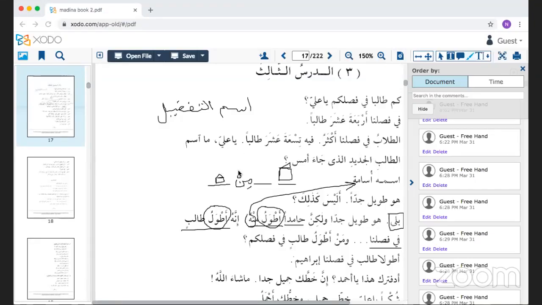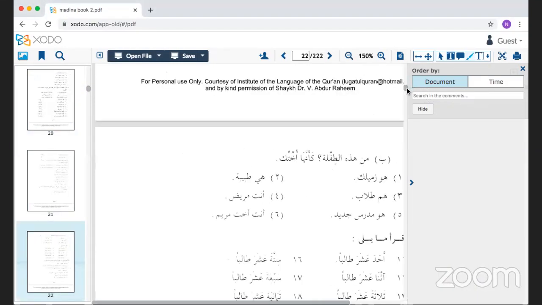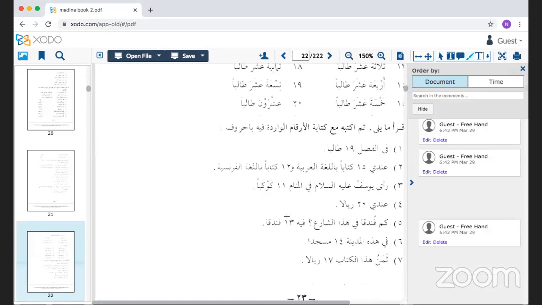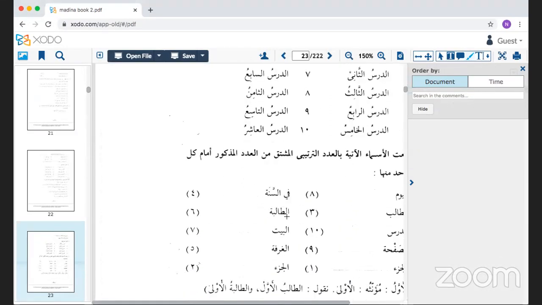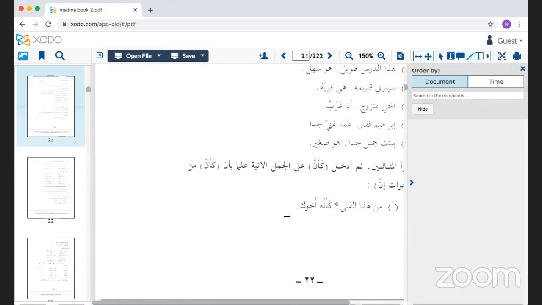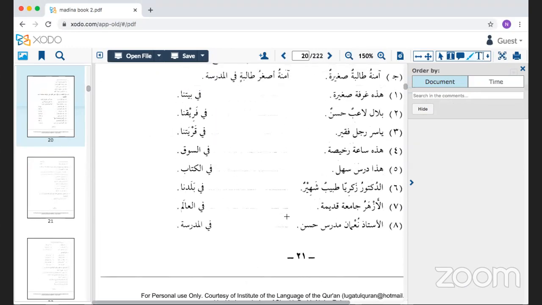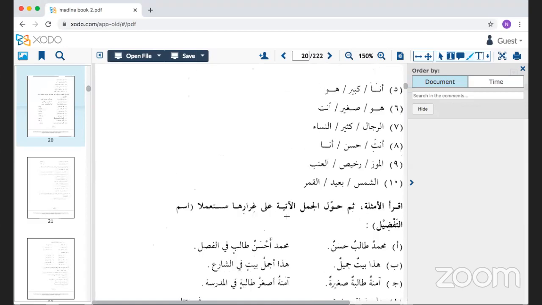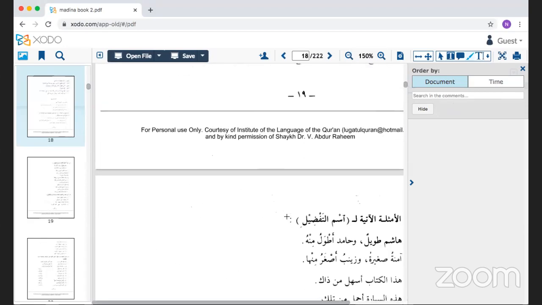Let's go back to where we were. So here are those examples: أطول منه، إنه أطول طالب في فصلنا. جيد. Let's go now, my brothers, to the exercises that talk about ismu al-tafdil. And this is the main part of this lesson. So that's why they dedicated a lot of time, a lot of exercises to it. They want you to make sure that you've understood this.